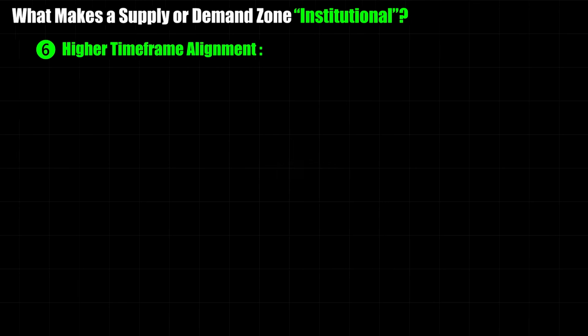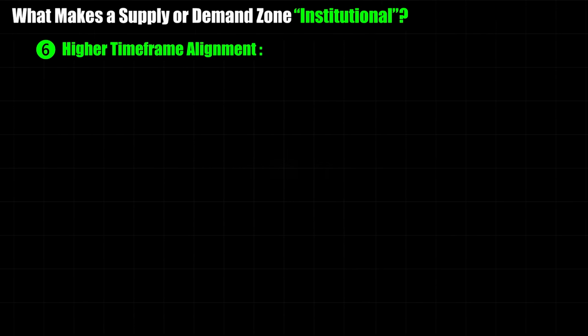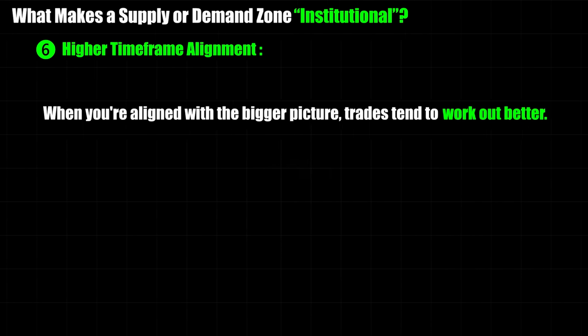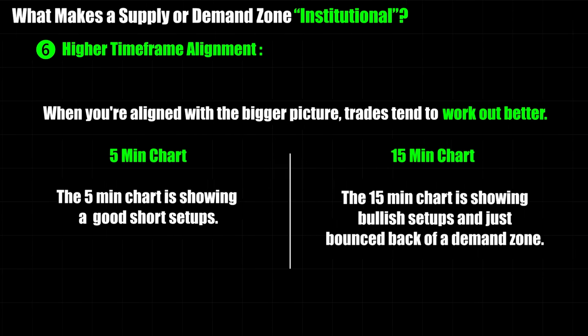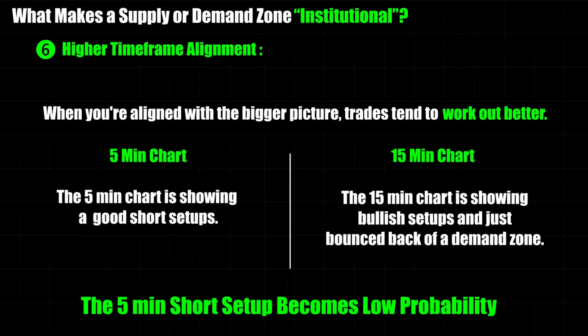6. Higher time frame alignment. When you're aligned with the bigger picture, trades tend to work out better. For instance, a short may look good on the 5-minute chart, but if the 15-minute is showing bullish structure and has just bounced off a demand zone, that short becomes risky. Higher time frames usually dominate, and multi-time frame analysis helps filter out weak trades, saving you from unnecessary losses.